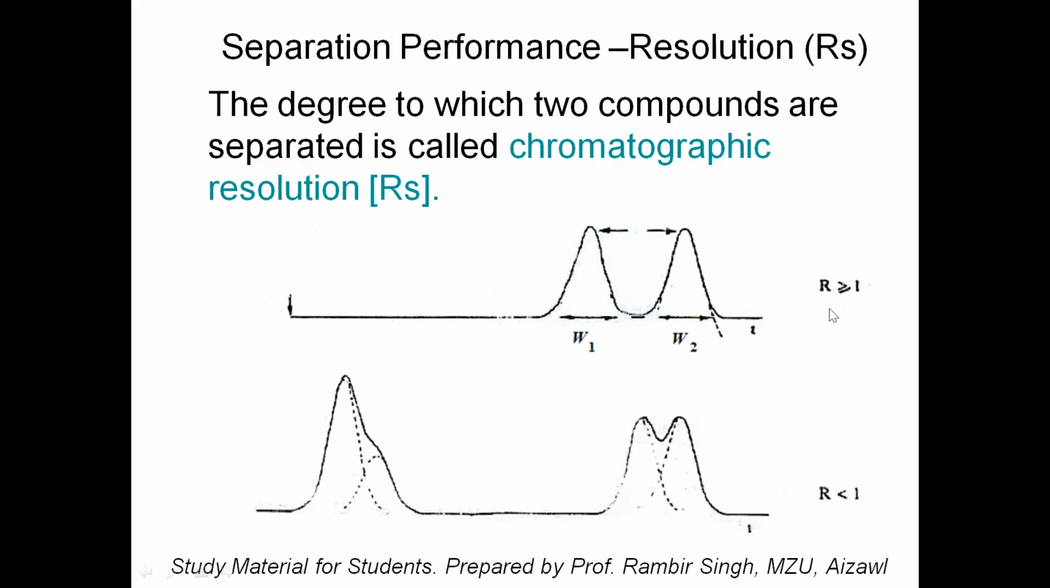So here we say that when the resolution is greater than or equal to 1, we have a good separation. And when the resolution is less than 1, the separation is poor. These two peaks indicate that the separation is poor.